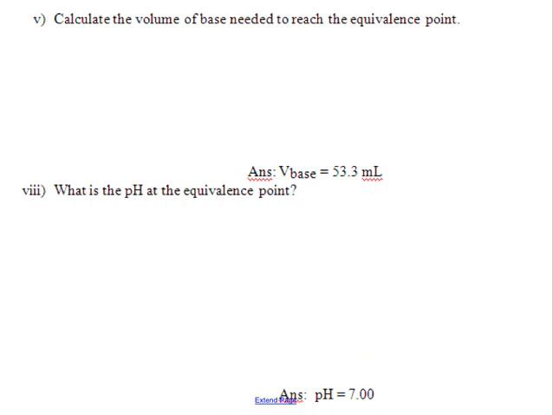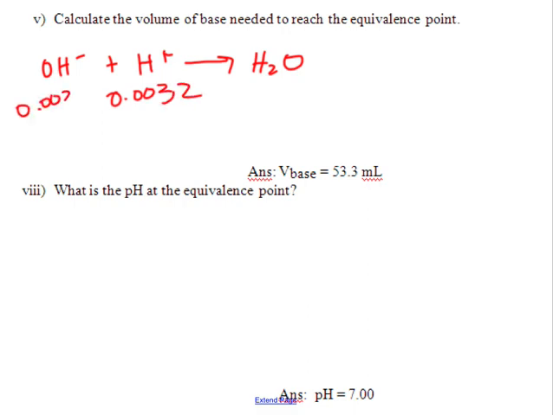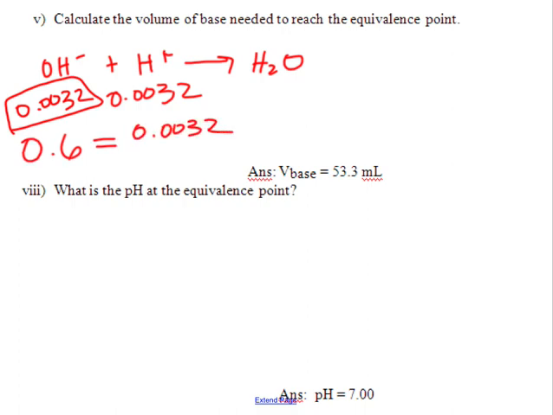All right, now we're going to calculate the volume needed to get to the equivalence point. All right, what is the equivalence point again? Moles of base equals moles of acid. So if we have 0.0032 here, we need 0.0032 there. Well, how do I know how many mils? I know the molarity of this base is 0.6. Molarity is equal to moles over liters. So I can figure out how many mils of that I would need for this to happen. So if I divide 0.0032 by 0.6, I should get 0.0533.